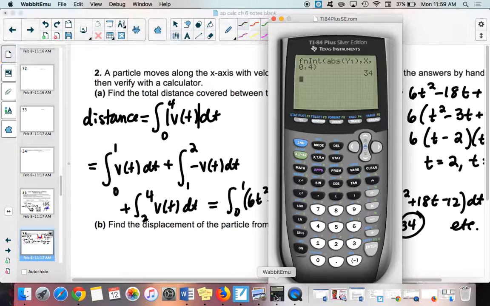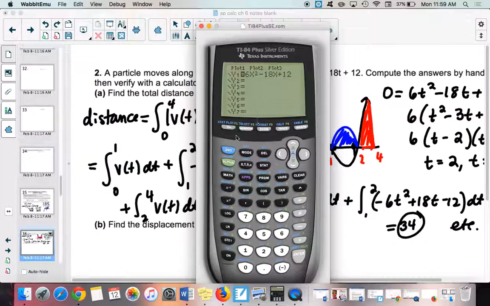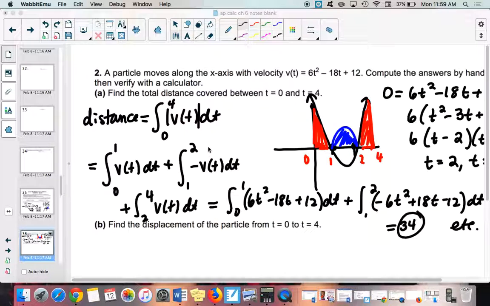Did you add them together? Did you just do the... So I did absolute value of y1 going from 0 to 4, and under my function, oh, it's 0 to 4. I did 1 to 4. Did you do 1 to 4? No way, you guys both did 1 to 4. That's funny. All right, so we get 34.